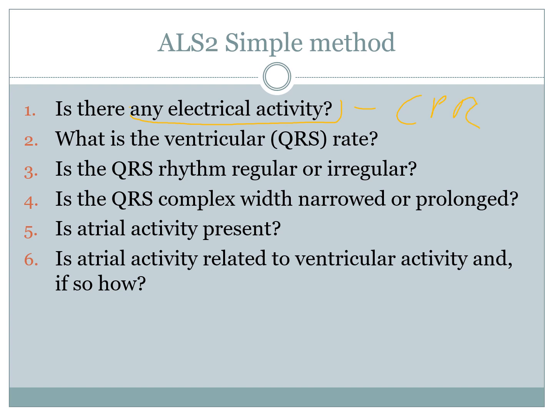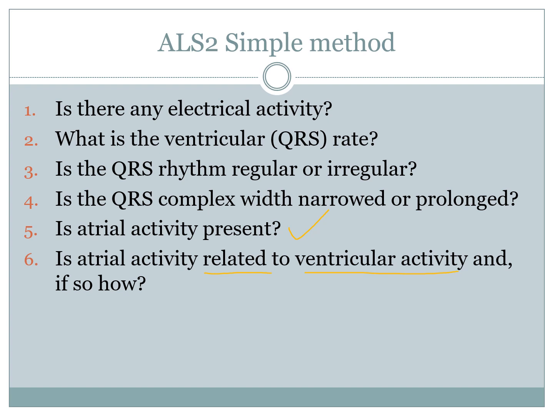Then we look at how fast the rate is. Is it fast? Is it slow? That's the main thing we want to look at when we're looking at the ventricular rate. Looking at the QRS rhythm, we want to know if it's regular, irregular. When looking at the QRS, we definitely need to know whether they're prolonged. Is the QRS narrow or is the QRS wide? That's all we need to say. And then, is there atrial activity? Is there any signs of P waves? And if there is, does it relate to ventricular activity, and how?